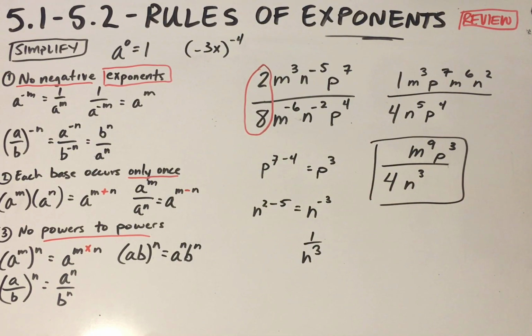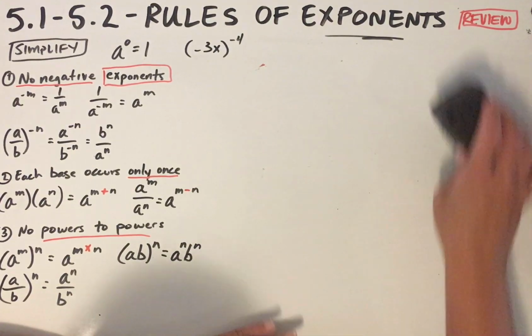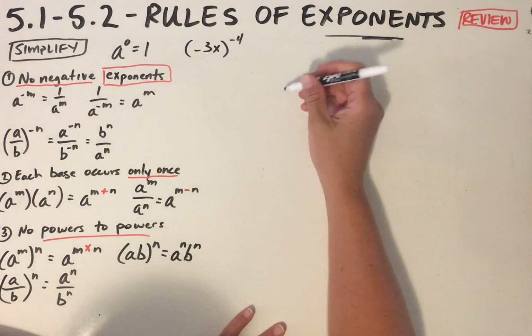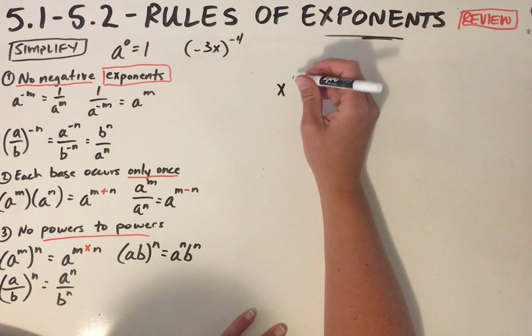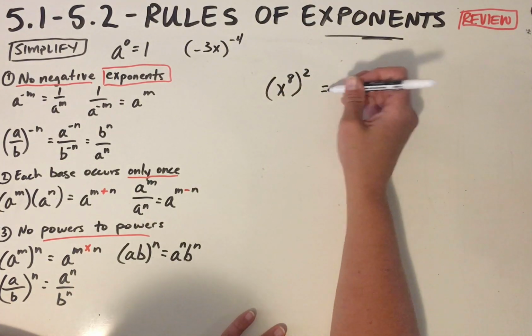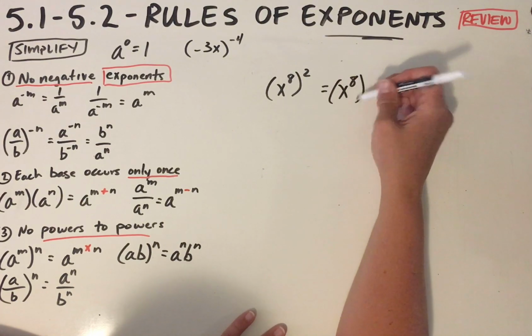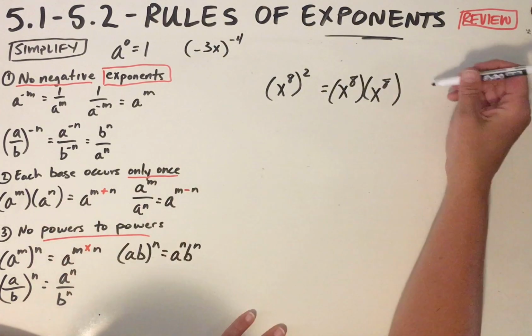Okay, so now let's talk about powers to powers. When we're talking about powers to powers, all we want to do is get rid of the powers. So this could be something as simple as, what is x to the 8th squared? Well, this literally means I have this twice. X to the 8th times x to the 8th. And remember that when we're multiplying bases, we add the exponents.